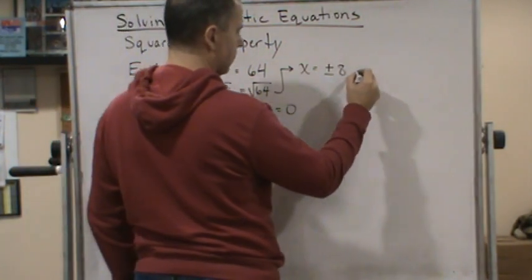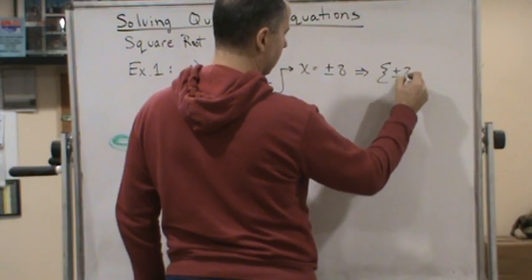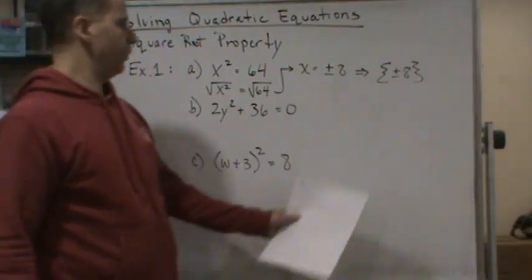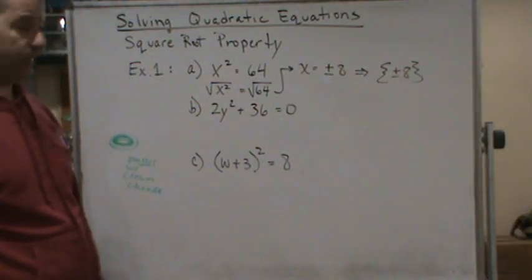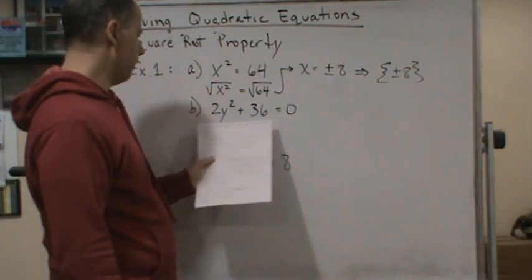And so that's the solution set, right? So that means our solution set is plus or minus 8. Also remember that's two solutions. So either positive 8 or negative 8. Okay. Now let's look at this one here.